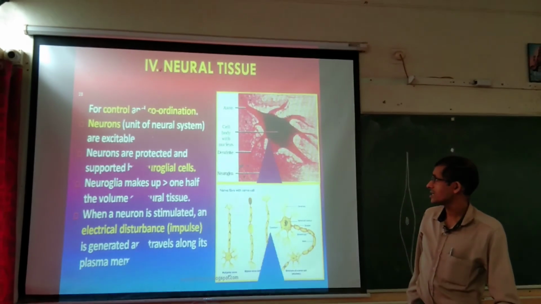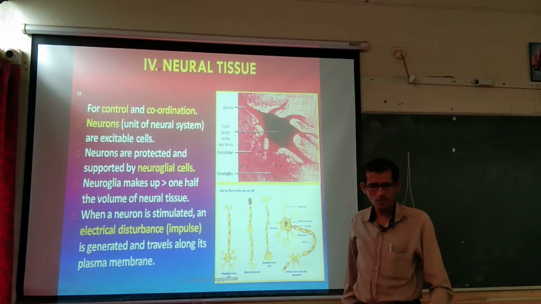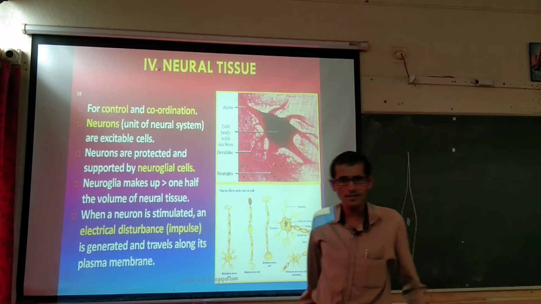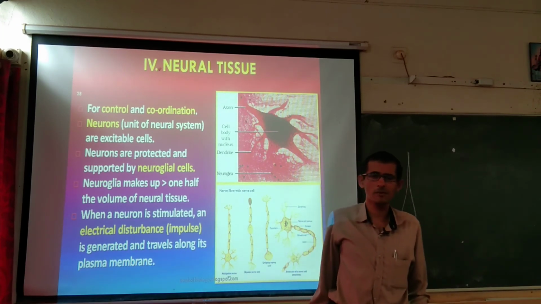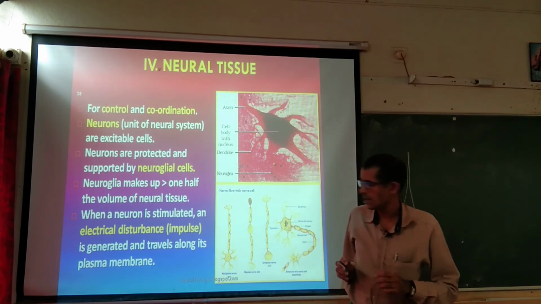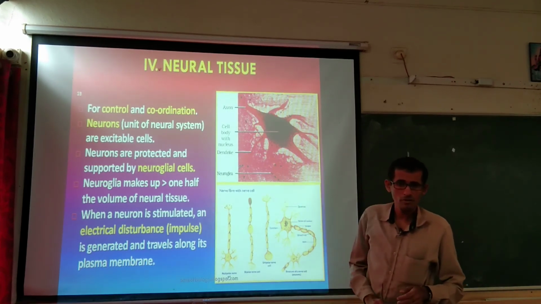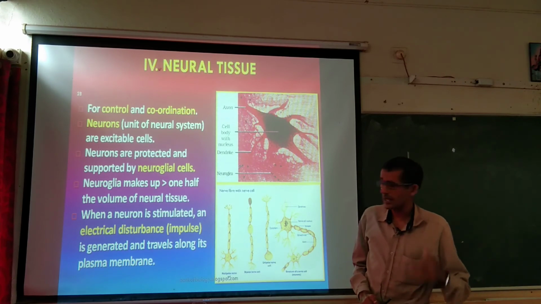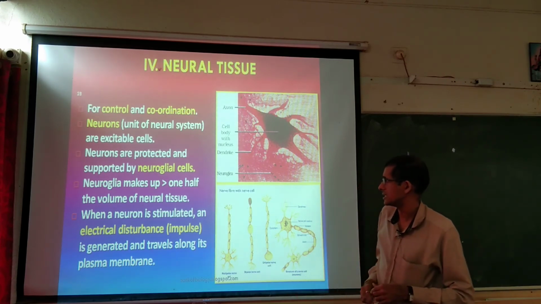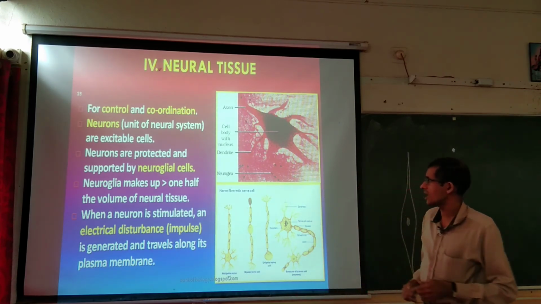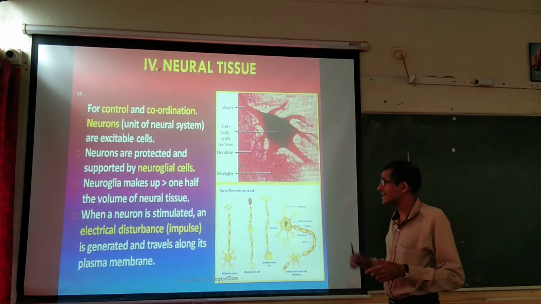And the last one is the neural tissue. So what is meant by this neural tissue? It is once again something we will study in detail in the human nervous system. Just here the importance: for control and coordination of the body, neural systems are very important. Neurons are a unit of the neural system and excitable cells.